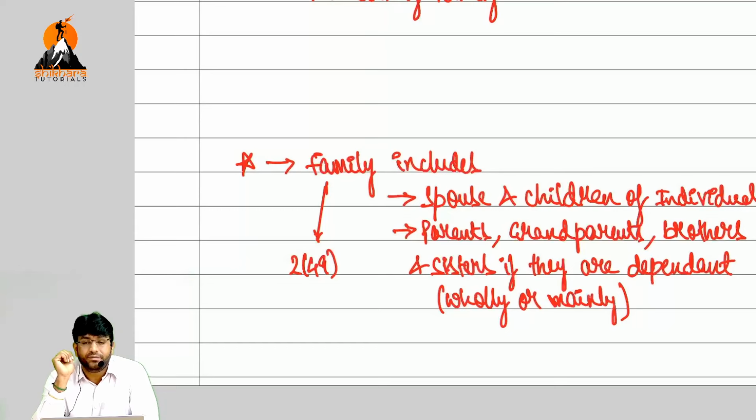249. Are we clear with this? Everybody, sir? Yes. Speak out, friends. Yes, all of us. Come on, family includes what? Spouse and children of the individual.